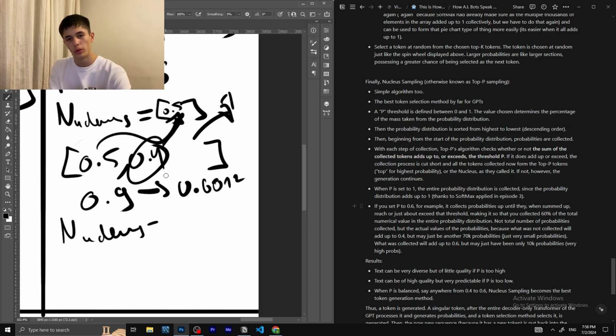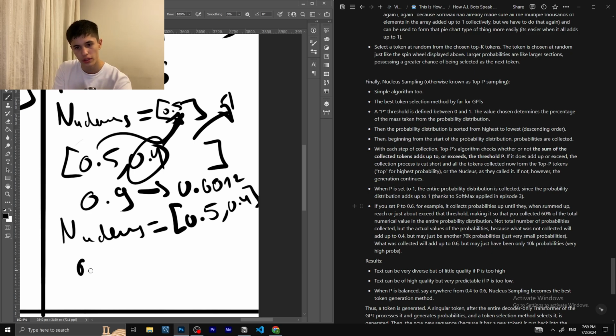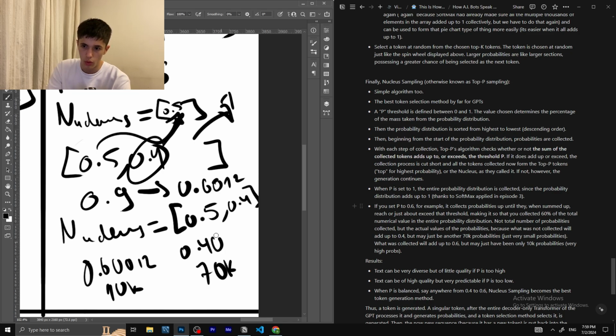In reality, this wouldn't be 0.5, 0.4, and it wouldn't get up to 0.9, it would just be something small like this. It's essential to understand that it's not actually numbers. The nucleus that you formed may add up to 0.6, or maybe slightly exceed it, like 0.6001. But you've just collected 10k different values and probabilities, and there may be 70k left, which all add up to 0.399988, and they're just very low probabilities, and these are the highest ones that you've collected.